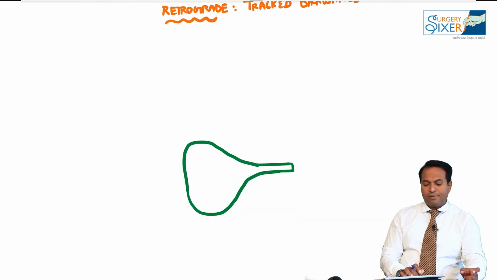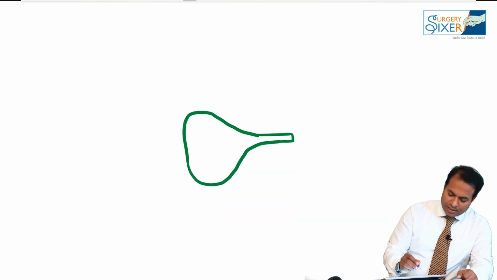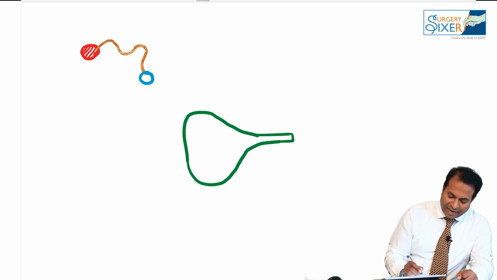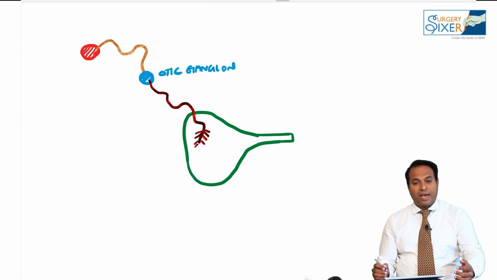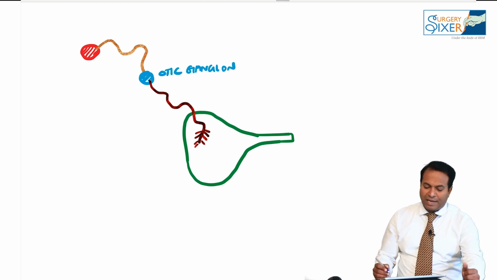Parotid gland, nerve supply of parotid gland. So this is the salivary nucleus. From this salivary nucleus, we have a nerve coming to the otic ganglion. This is the otic ganglion. And from the otic ganglion, we have nerves coming down and supplying the parotid gland like this.